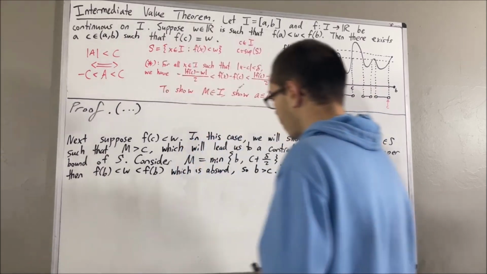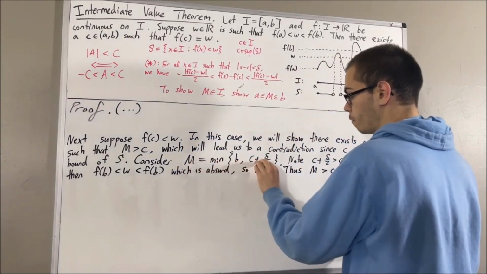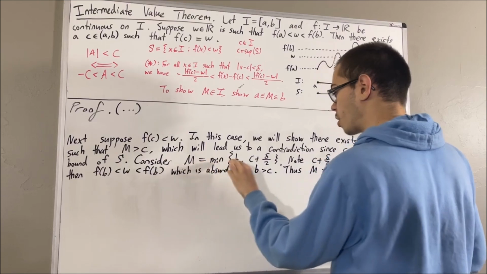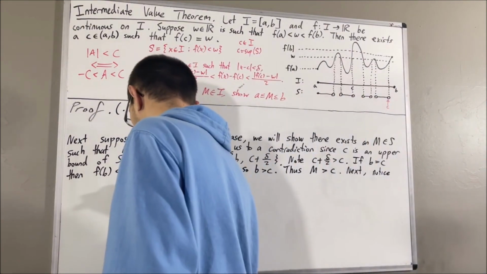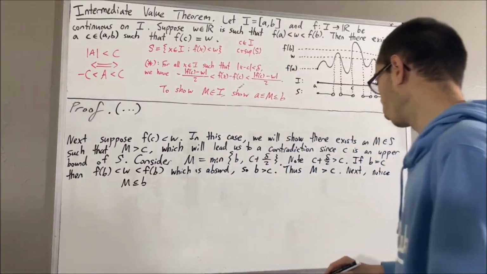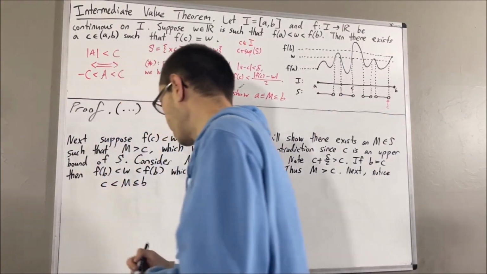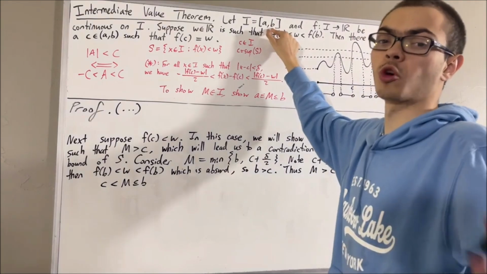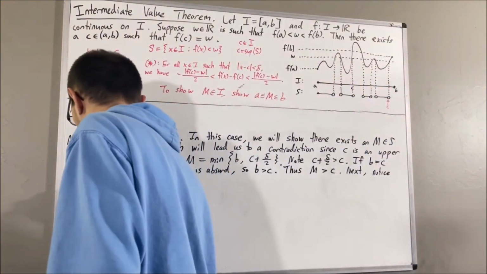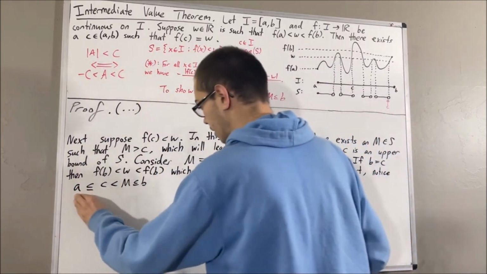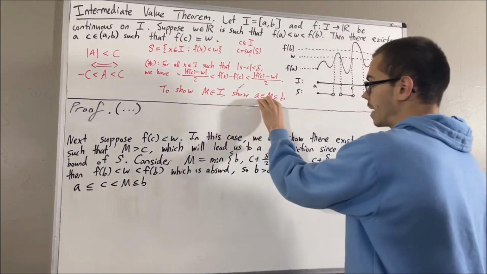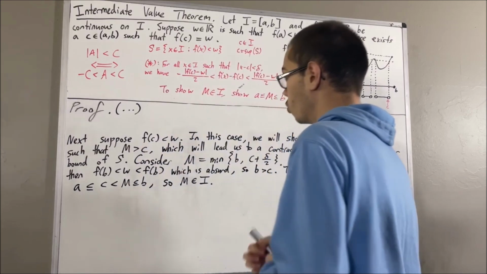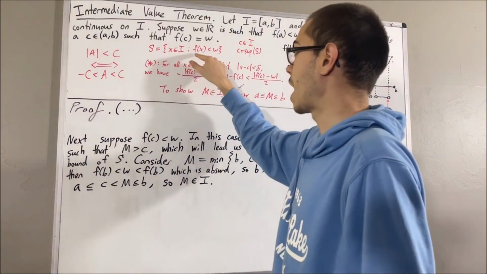Okay, now since M is the minimum of these two values, this means that M is less than or equal to both of these guys. So in particular, M is less than or equal to B. But also we now know that M is greater than C. And then let's recall, since C is an element of I, we know that A is less than or equal to C is less than or equal to B. So in particular, A is less than or equal to C. And so we see that A is less than or equal to M, which is less than or equal to B, which is exactly what we wanted to show. That tells us M is an element of I. And so we have shown that M is an element of I, so all that's left to show is that f of M is less than W.